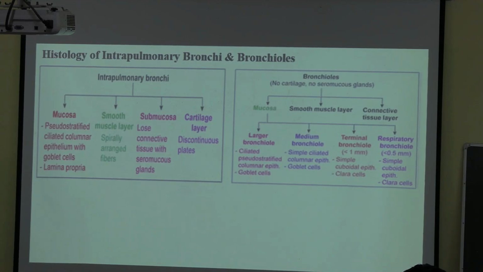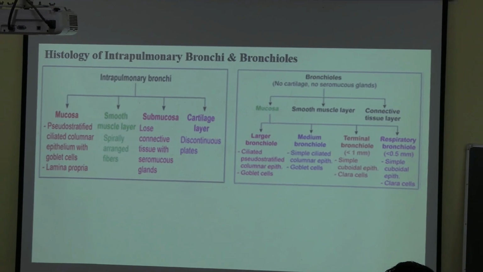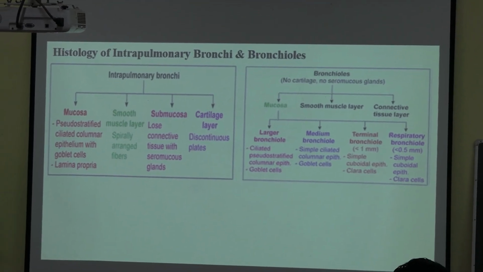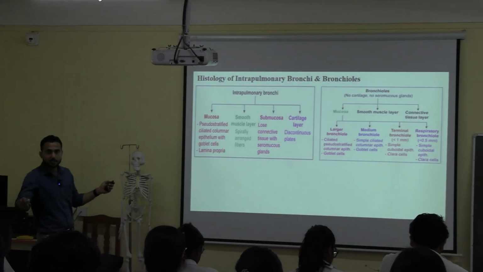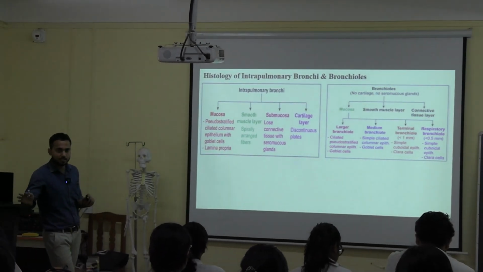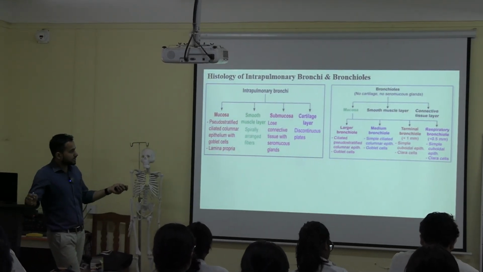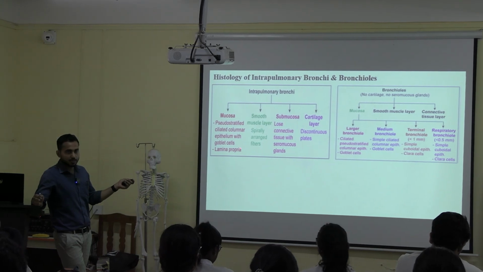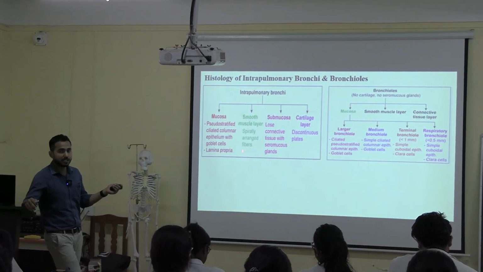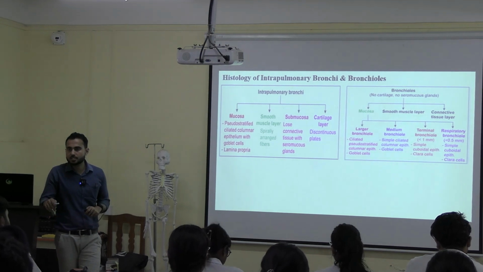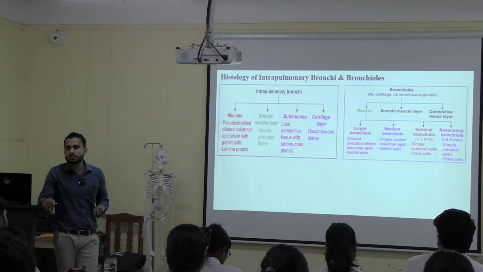तो first mucosa is there. तो mucosa में क्या रहता है? Mucosa will be same. Pseudostratified lining epithelium same रहेगा. Pseudostratified ciliated columnar epithelium along with the goblet cells that can be seen. Along with that lamina propria, see, same lamina propria, यहाँ भी same है. But after that, the next layer is smooth muscle layer. Spirally arranged smooth muscle fibers are present in case of intrapulmonary bronchus.